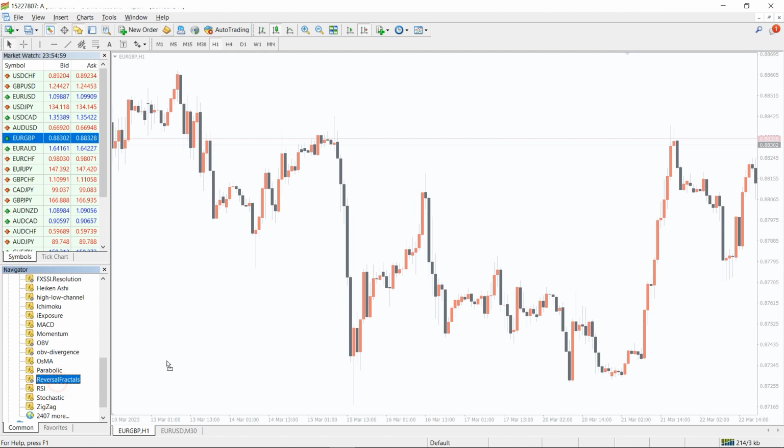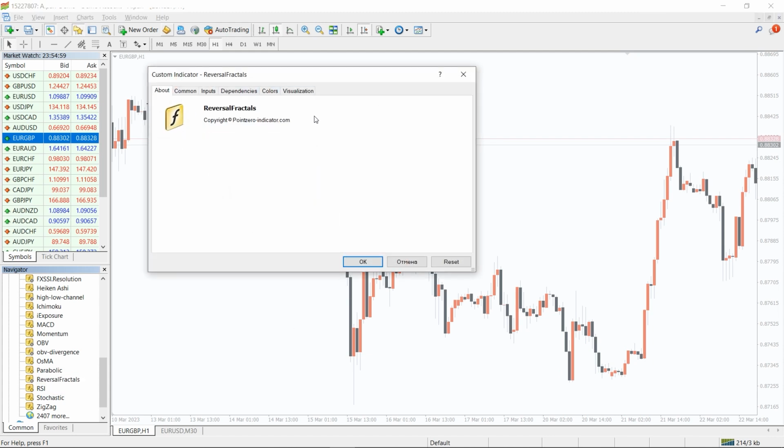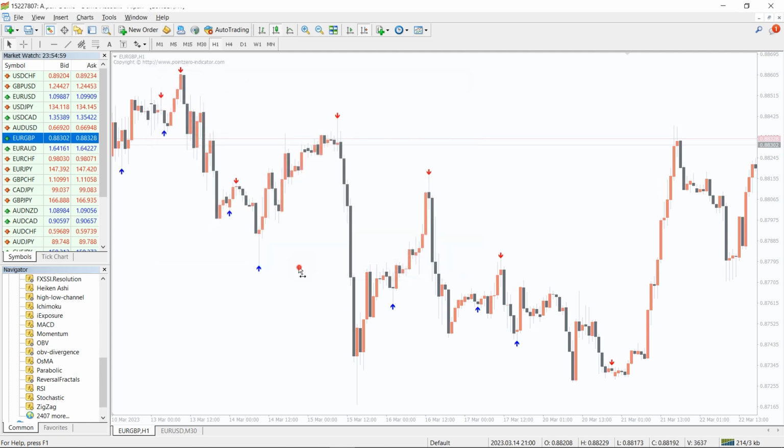To run this indicator, simply drag the reversal fractals indicator from the indicator list to your MT4 chart, and please don't forget to click on the loaded imports in the settings window.